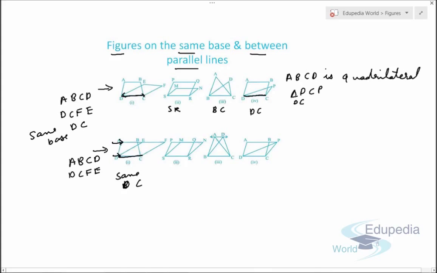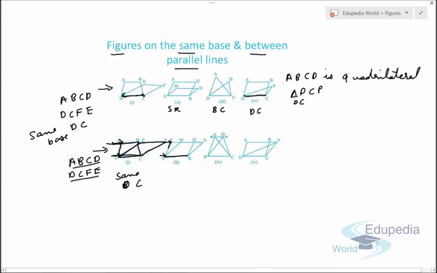If this is the figure ABCD, and this is another figure, they are lying between the same parallel lines. You can see properly. So for this figure, we can say that these two figures ABCD and DCFE lie between the same parallel lines and the same base. Similarly, for this figure also we can see SR is a common base and they are between the same parallel lines.